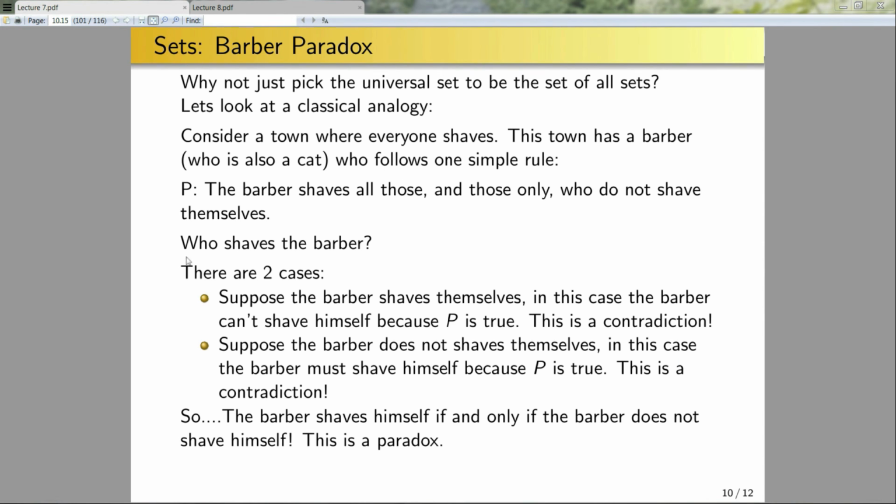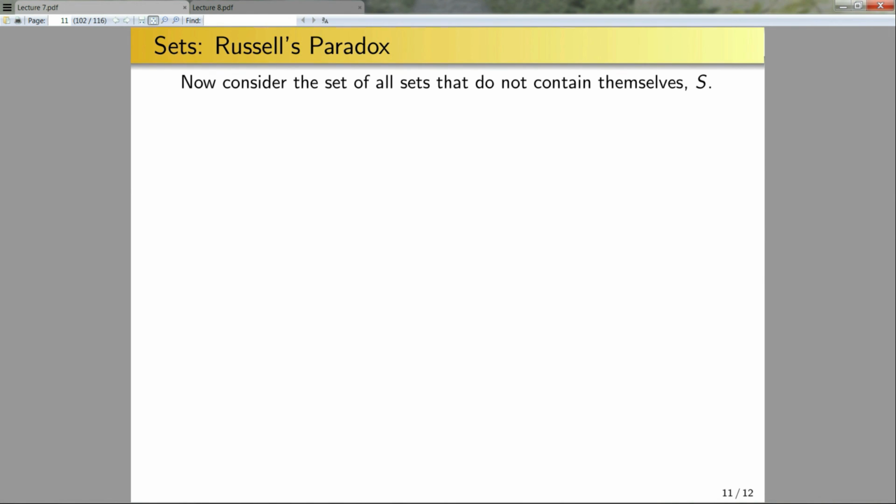Now, with this Barber paradox in mind, let's examine another version of this paradox, but instead of using barbers, we're going to use sets. Consider the set of all sets that do not contain themselves, and we're going to call this set S. Notice that the set of all sets would contain this set, so S is a subset of the set of all sets. Symbolically, S is equal to the set of all X such that X is a set and X does not contain X.